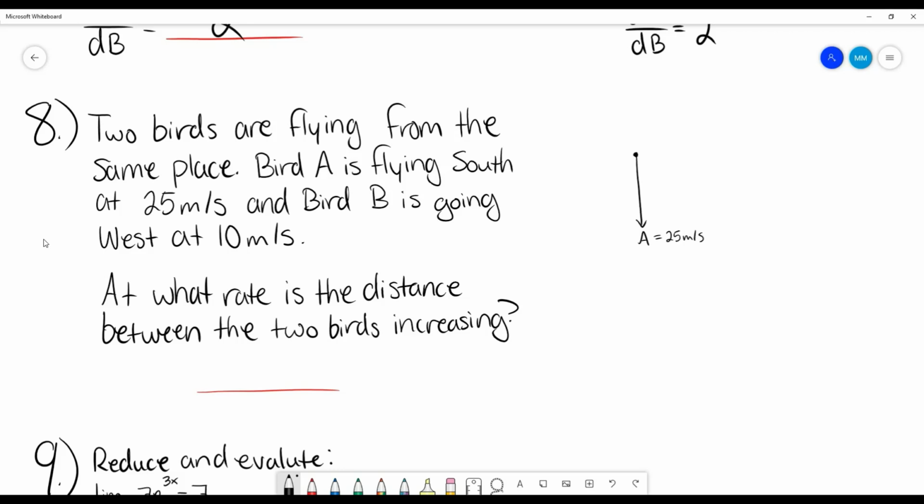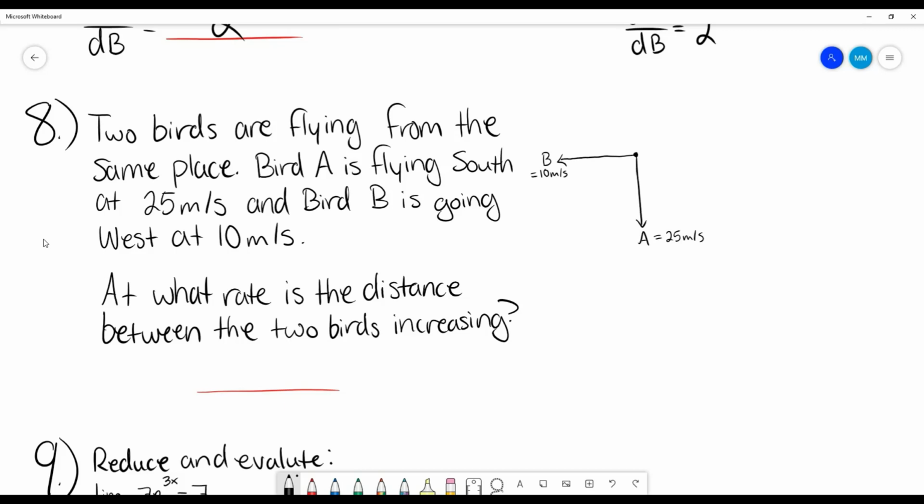Okay. And bird B is going west, this way, at 10 meters per second. Obviously, these lines wouldn't quite be the same, but that's not the point. So we want to figure out at what rate is the distance between the 2 birds increasing.